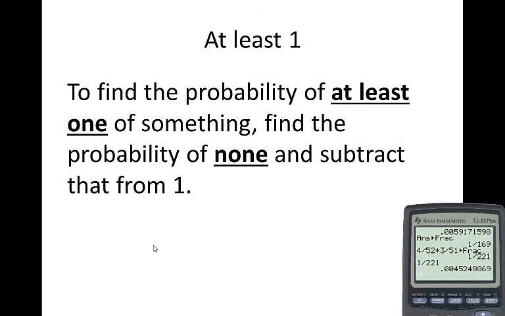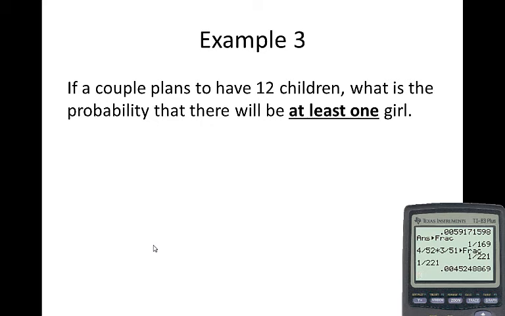Okay, at least one. So often we want to know what's the probability of getting at least one of something. And typically the easiest way to do this is to find the probability of none and then subtract that from 1. Hopefully you'll see that in an example here. So a couple plans to have 12 children. What's the probability there will be at least one girl?